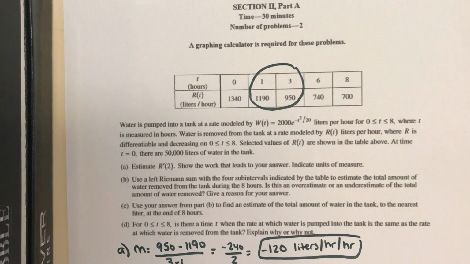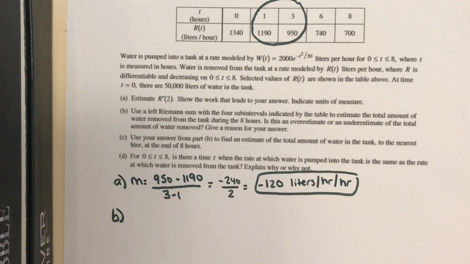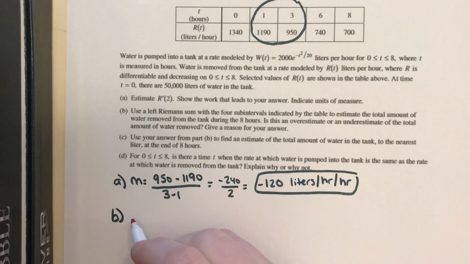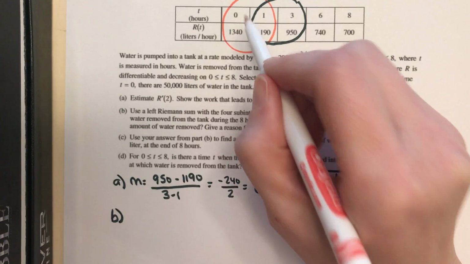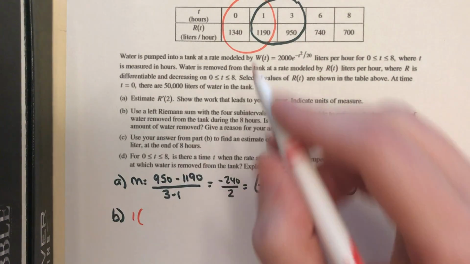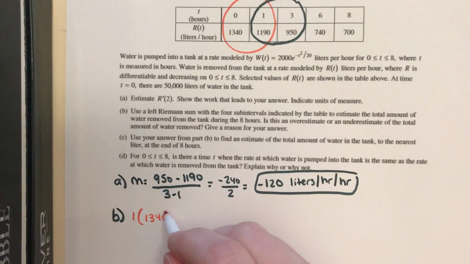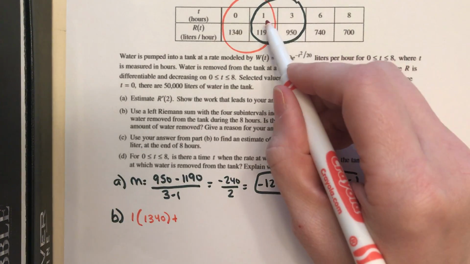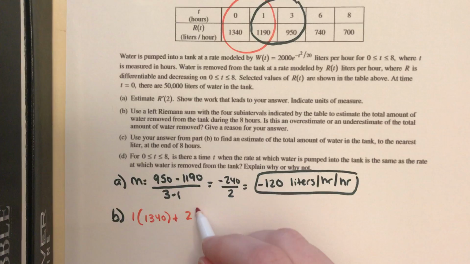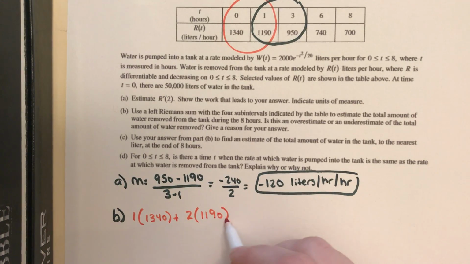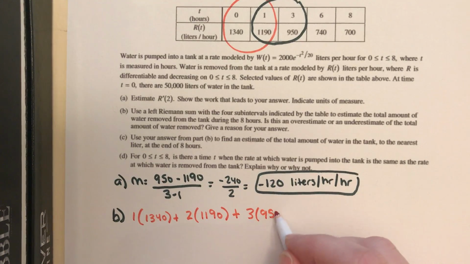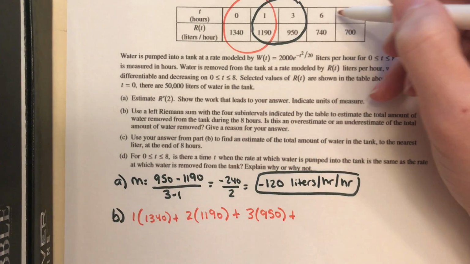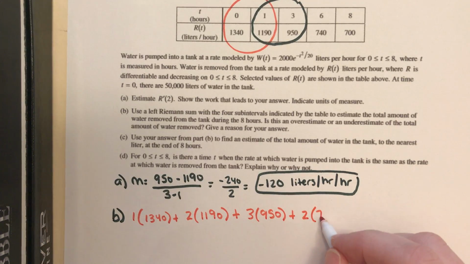So Riemann sum, we're going to use rectangles. So I'm going to first start with my first interval here. So my base would be the distance between 0 and 1. So that would be 1 times my left height, which would be 1340, plus my next rectangle, the distance between 1 and 3 would be 2 times my left height, which is 1190, plus the distance between 3 and 6 would be 3. My left height is 950, plus the distance between 6 and 8 is 2. My left height is 740.